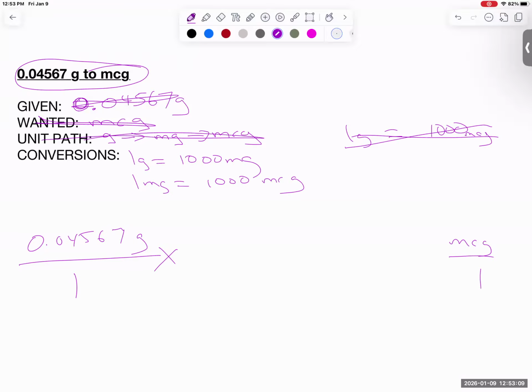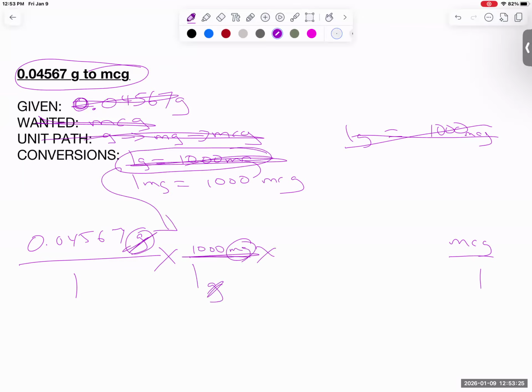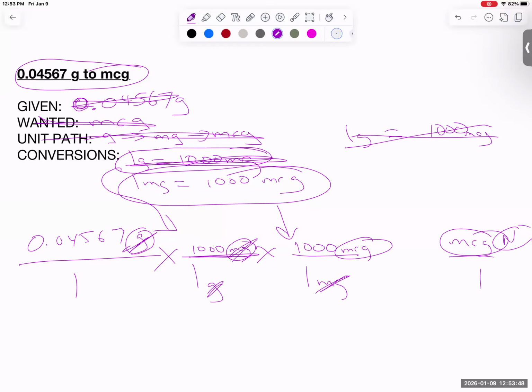So how do I get rid of this gram? What do I put here? 1,000 milligrams over 1 gram. Yes, my first conversion right in there. So 1 gram is 1,000 milligrams. Beautiful. Cross it off, and I've used it. So now how do I get rid of milligrams? My next conversion. To get rid of milligrams, 1 milligram goes down in the denominator, and 1,000 micrograms goes in the numerator. And when I look at it, everything is crossed off. The grams is gone, the milligrams is gone. All that's left is a microgram, and it's in the numerator position. That's how I know my setup is correct.